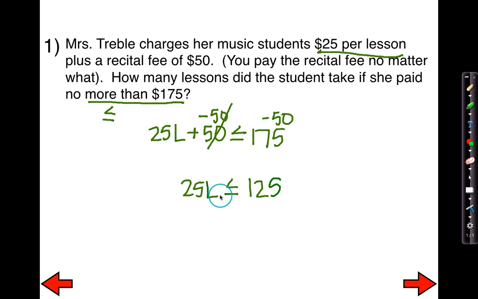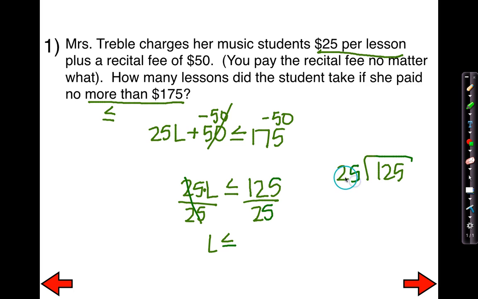Now we're going to go ahead and undo multiplication or division. In this case, since it's 25 times L, I'm going to do the inverse, which is to divide both sides by 25. And that is basically to create a 1. That's what I want. So that's going to leave me with L is less than or equal to, let's see, 125 divided by 25. Can 25 go into 1? No. Can it go into 12? No. Can it go into 125? Yes, it's going to go in 5 times evenly.